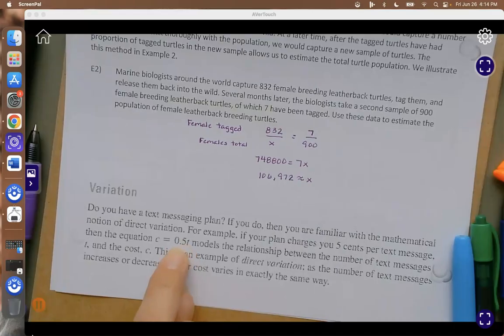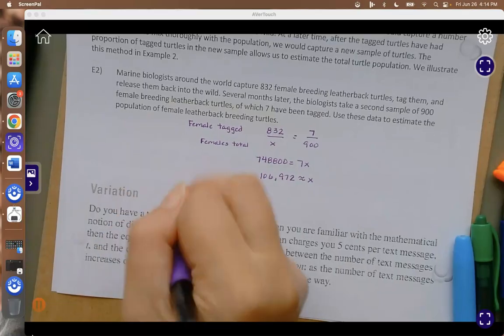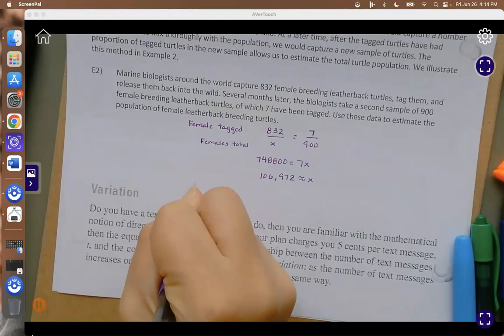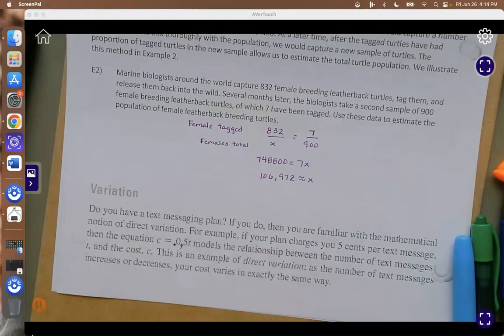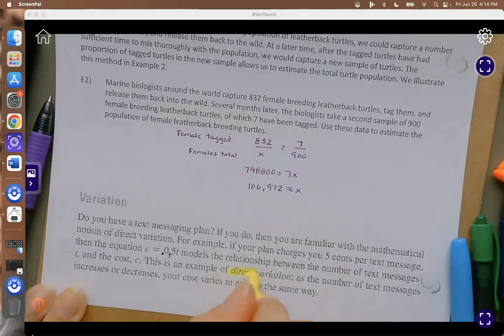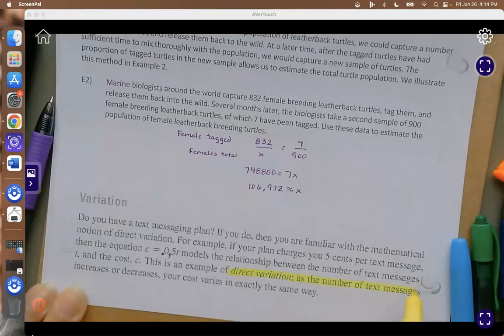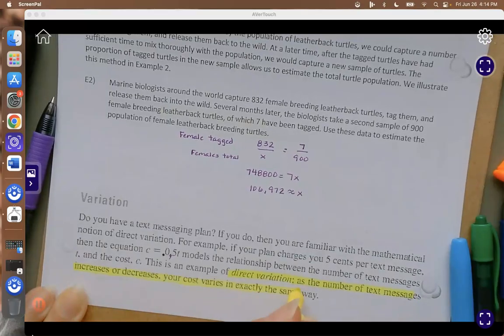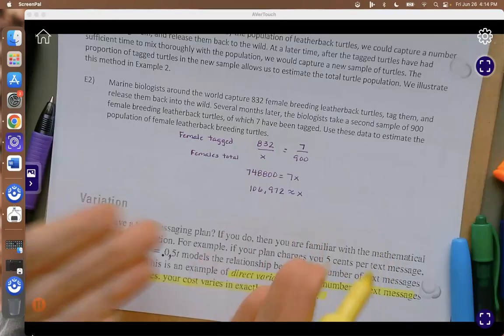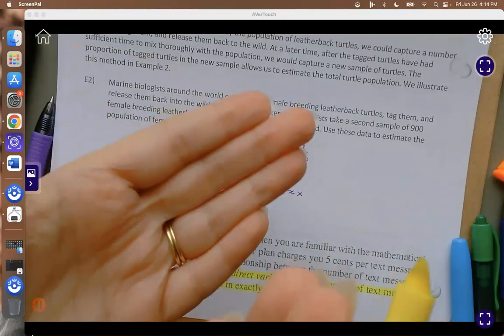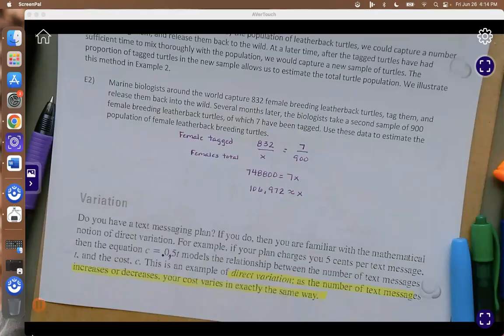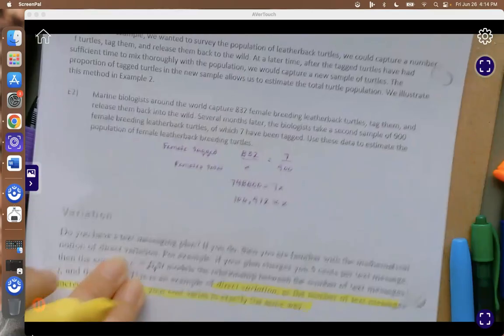5 cents. That should be 0.05. We're going to fix that. Okay, 0.05. Okay, this is an example of direct variation. As the number of text messages increases or decreases, your cost varies in the same way. So when one thing goes up, the other thing goes up. Whereas when one thing goes down, the other thing goes down. As long as they're working together, that's a direct variation.